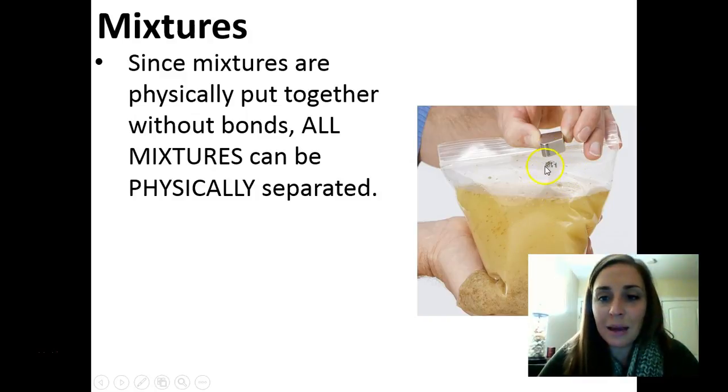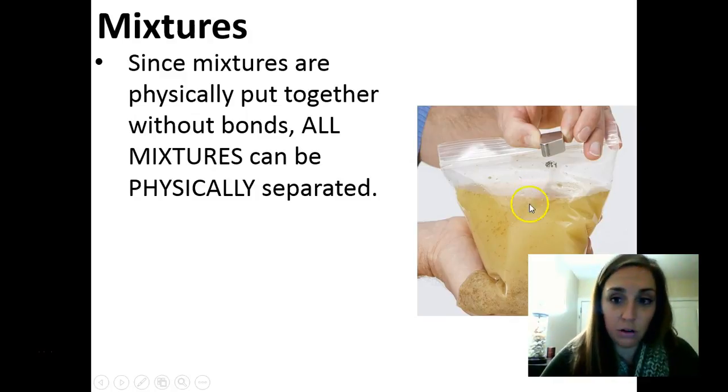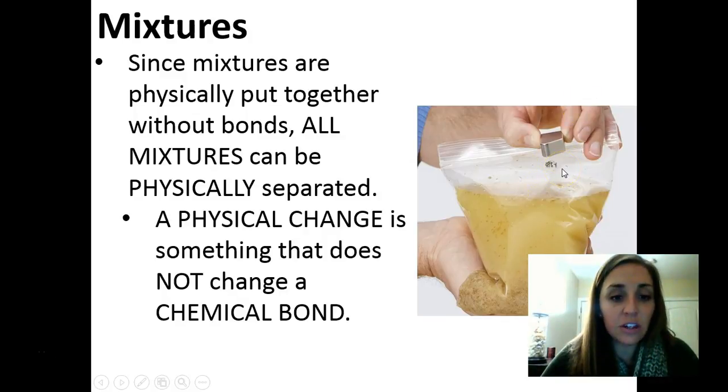And if you hold a magnet up, you can actually pull the iron out of the cereal, because the cereal is just a mixture. So that iron is not chemically bound to the rest of the cereal. So once you smush it up, it's free to leave. A physical change is something that does not change any chemical bonds.